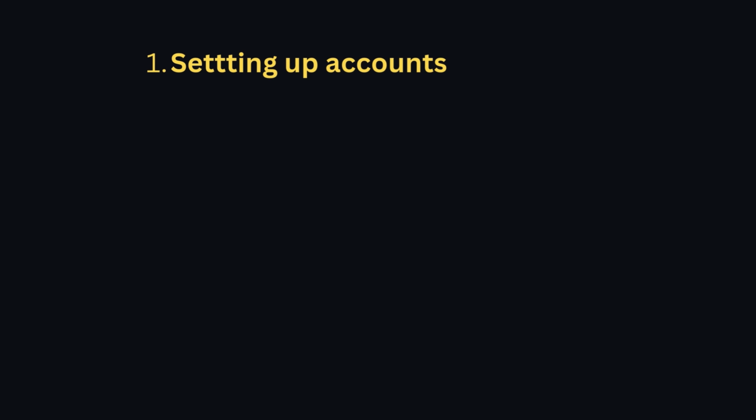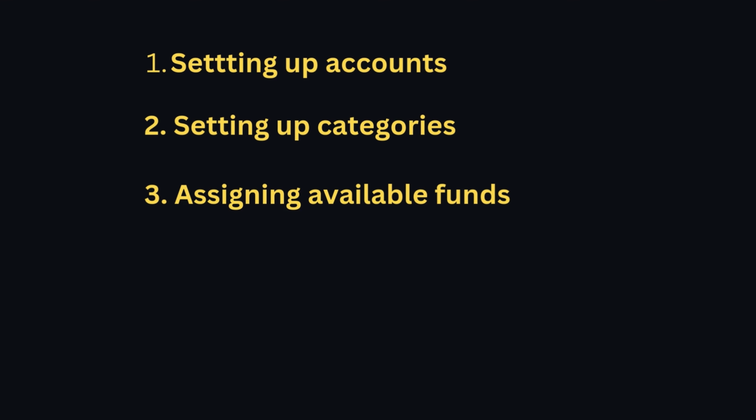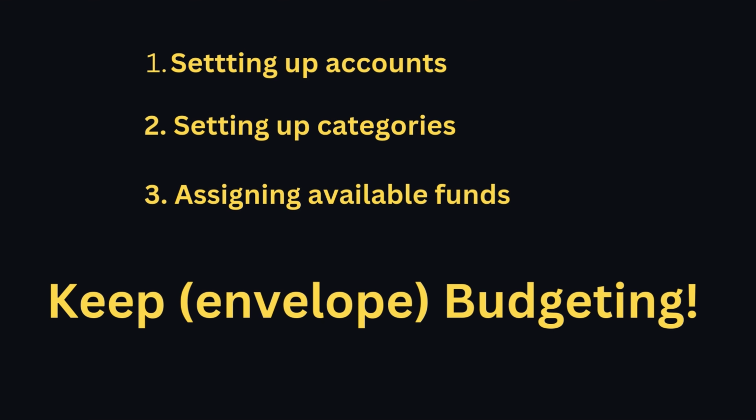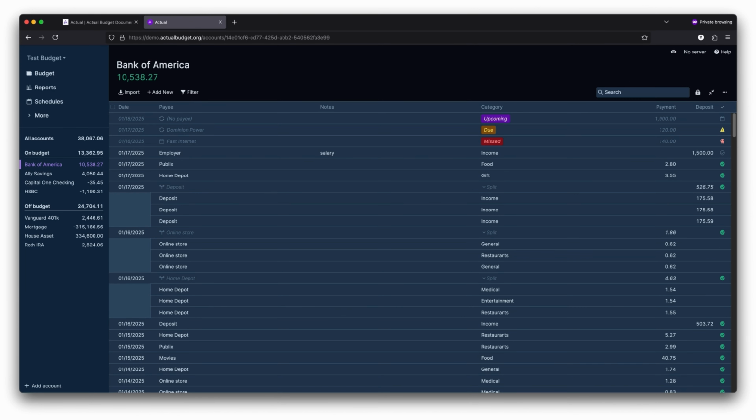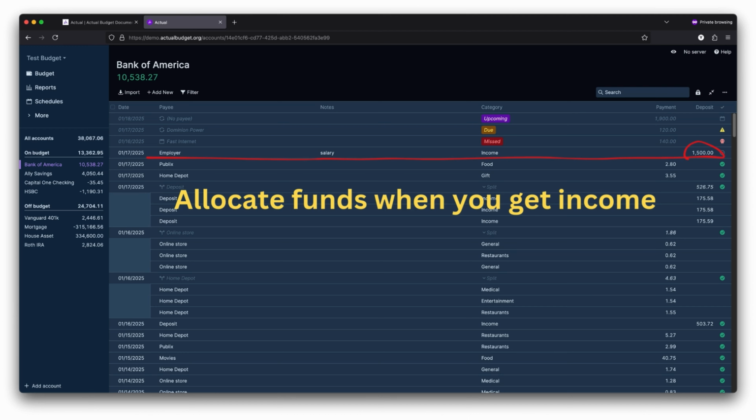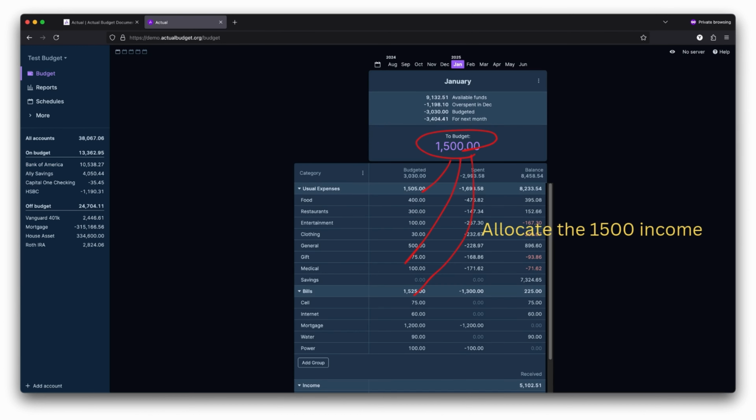Now that you've set your accounts, categories, and budget values, it's time for the fun part of budgeting. Actual uses a style of budgeting called zero-sum budgeting, or the more common name, envelope budgeting. Shortly, this method goes like this. Allocate all available funds into your categories whenever you get income.